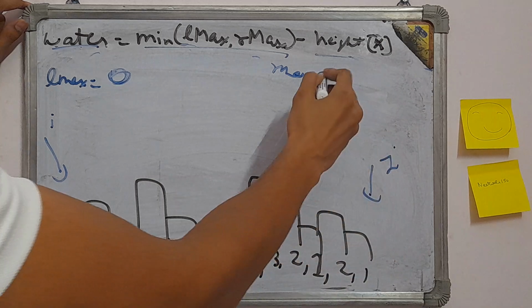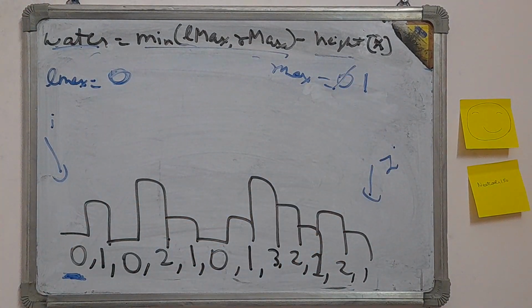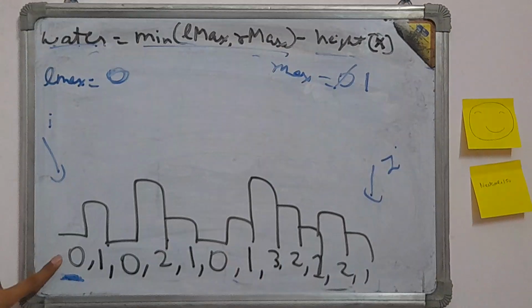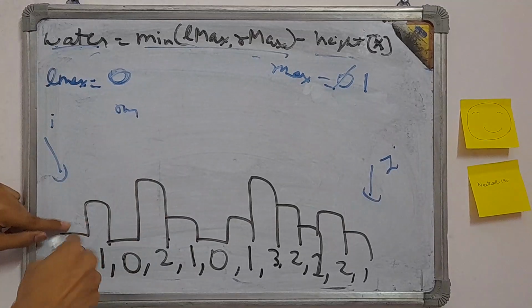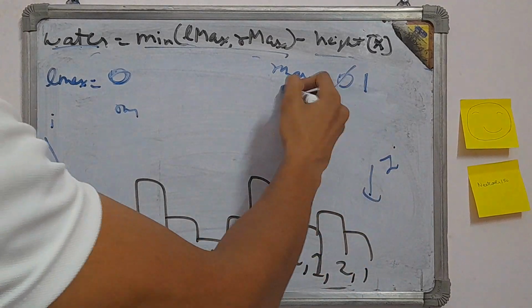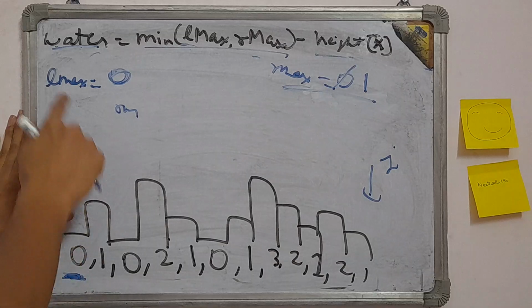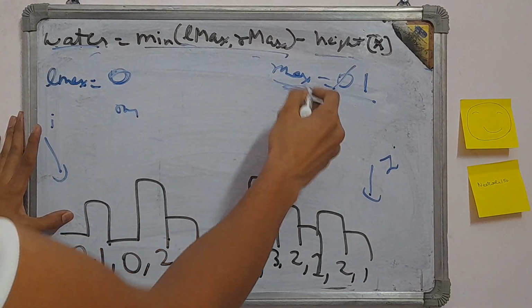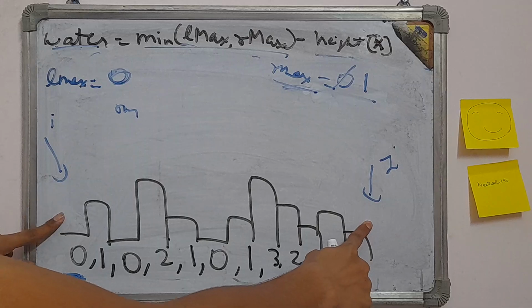For right, we do the same. R max, it was 0 before, now it's 1. Now for this point, we have the current value, which is 0. We have the left max value, which is 0. But we don't have the right max value yet because there are many elements on the right, but we only have one right max. We ignore all the other values. Let's say this is the right max, this is the left max, and this is the current value.